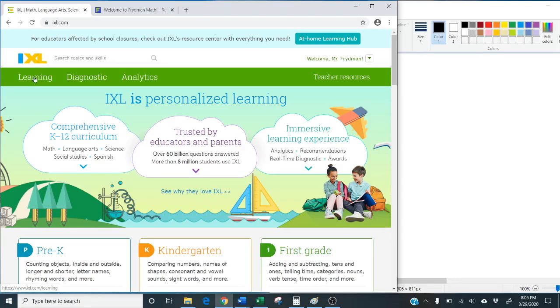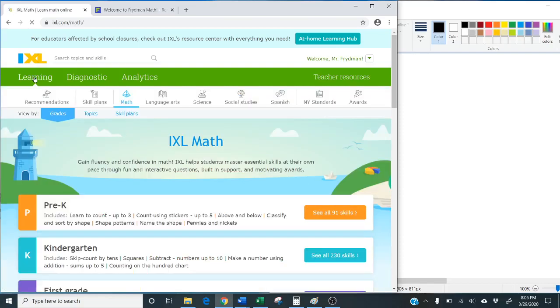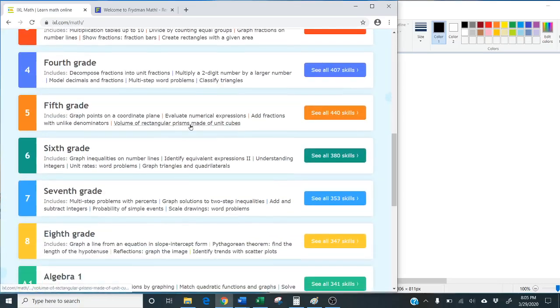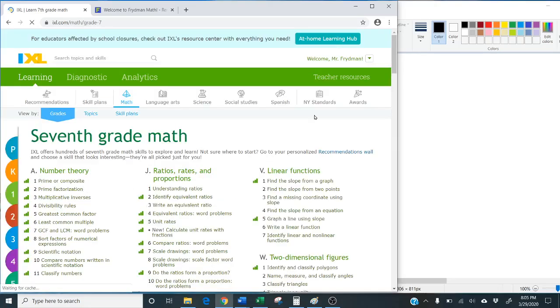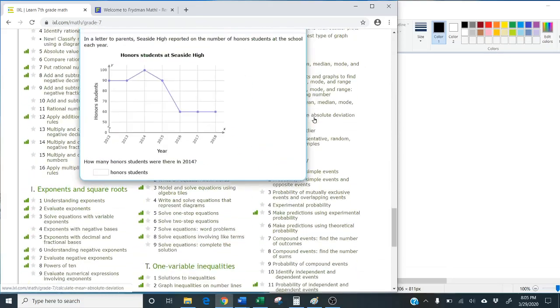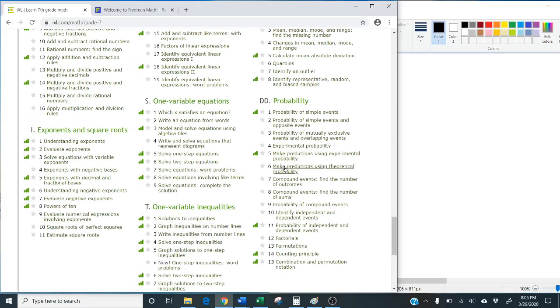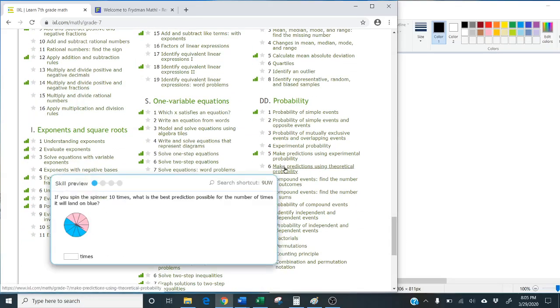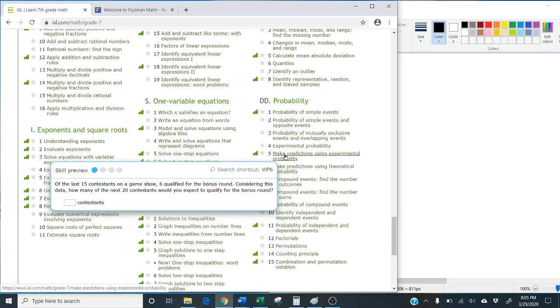So we will go to Learning, scroll down to 7th grade, scroll down to DD6, make predictions using theoretical probability, which is basically the same as DD5.